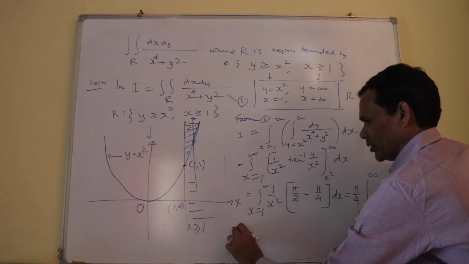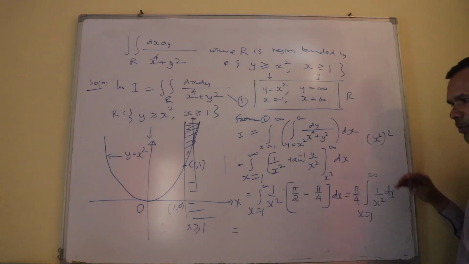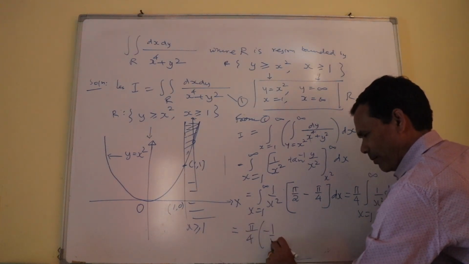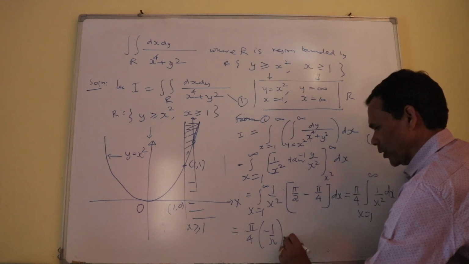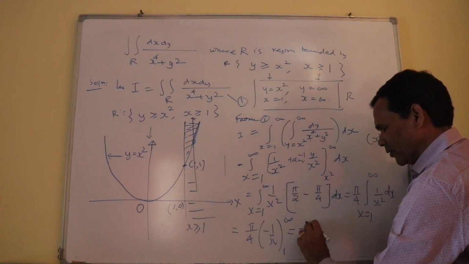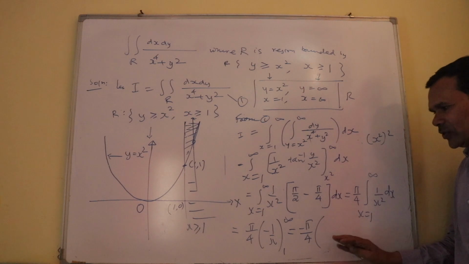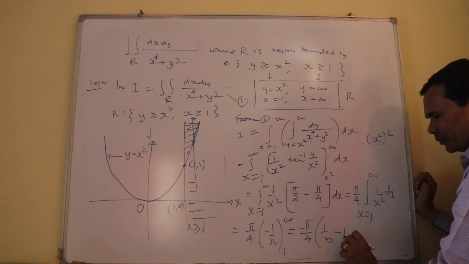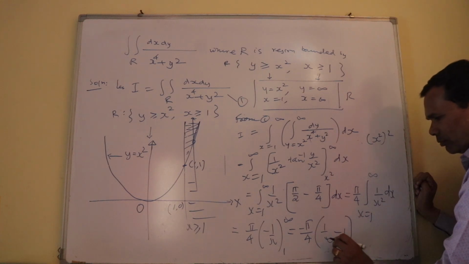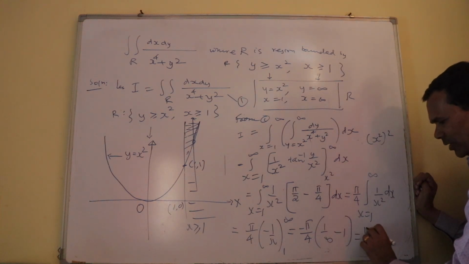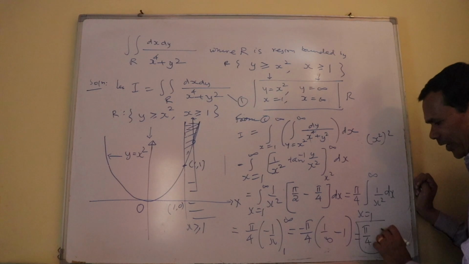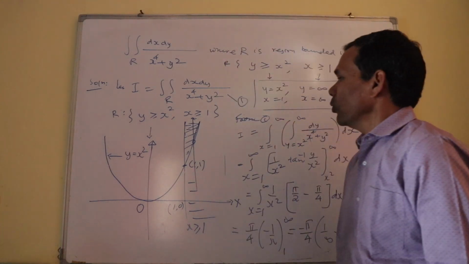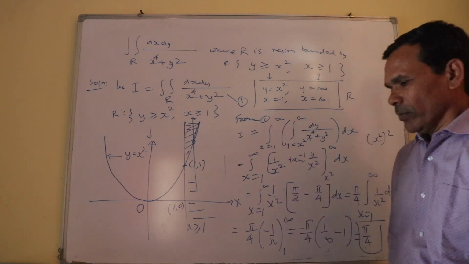Now integration of this, x raised to minus 2 plus 1 upon minus 2 plus 1 means pi by 4 into minus 1 upon x, and limits applied 1 to infinity. So minus pi by 4, upper limit it is infinity, so 1 upon infinity minus 1. So this is 0. Minus 1 means the answer is pi by 4. So that is the value of this double integration over this region R.